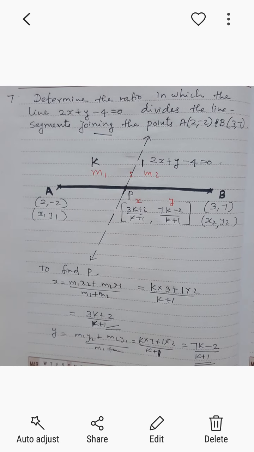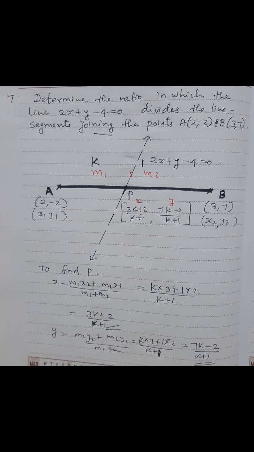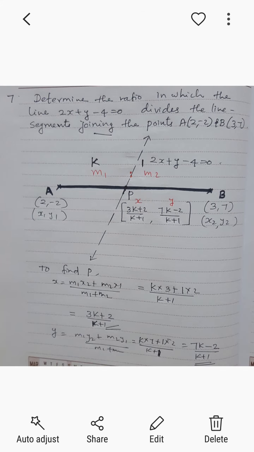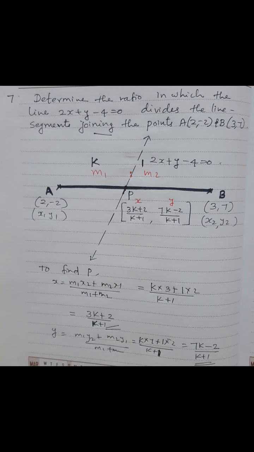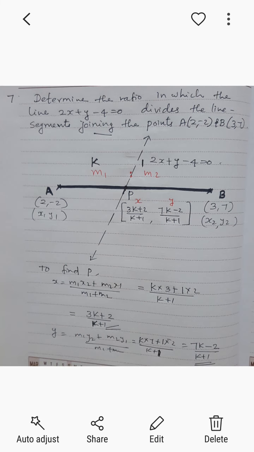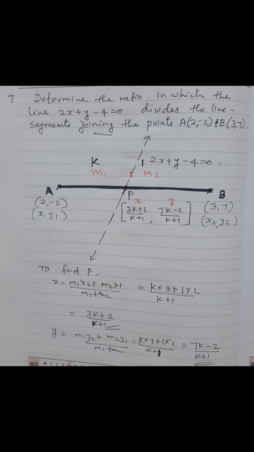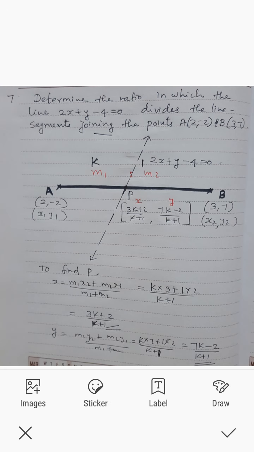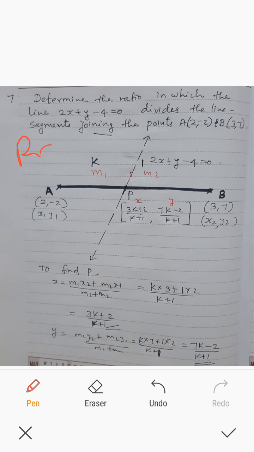Next problem is very important. Determine the ratio in which the line 2x + y - 4 = 0 divides the line segment joining the points A(2, -2) and B(3, 7). Okay. What is important here? Determine the ratio. Certainly we have to find the ratio of division.